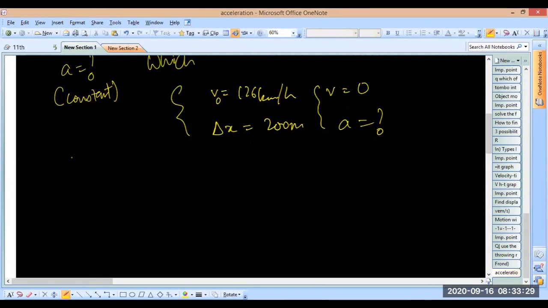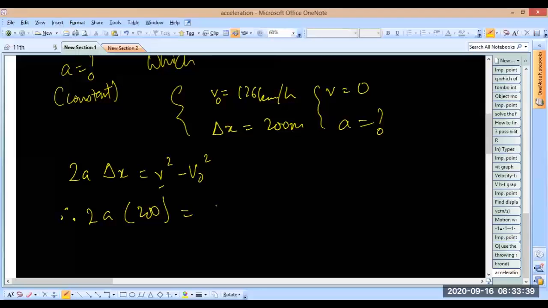Okay, so the third equation, 2a delta x equal to v square minus v0 square. Let's put values. 2a 200 equal to v square. What is v square?